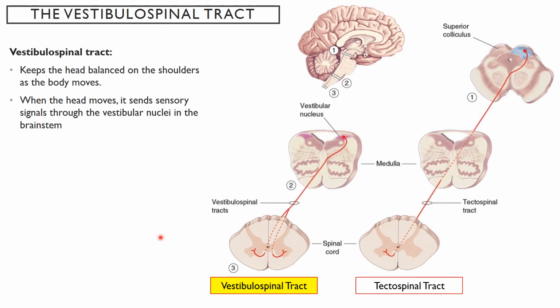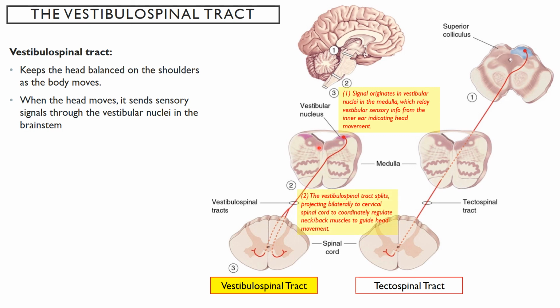The vestibulospinal tract keeps the head balanced and the shoulders in the proper position as the body moves. It involves the vestibular system, which we learned about in the hearing portion. Head movements are sensed in those semicircular canals and eventually end up in what's called the vestibular nucleus. So it will sense some sort of movement related to head movement.